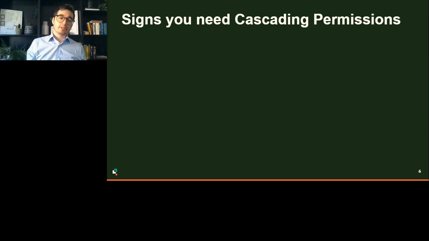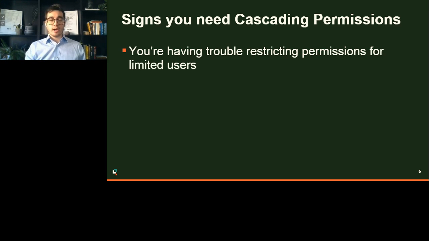Before we even get into what cascading permissions is, let's learn about when you sort of need it. What are some of the symptoms that you could benefit from cascading permissions? One, you're having trouble restricting permissions for limited users. A really common scenario is maybe you have contractors or some limited role that you're assigning to, we'll say, tasks for a project. And you only want them to see tasks that are associated to them, which is pretty easy. Most of us have probably done that before. That's just the basic roles and permissions functions.